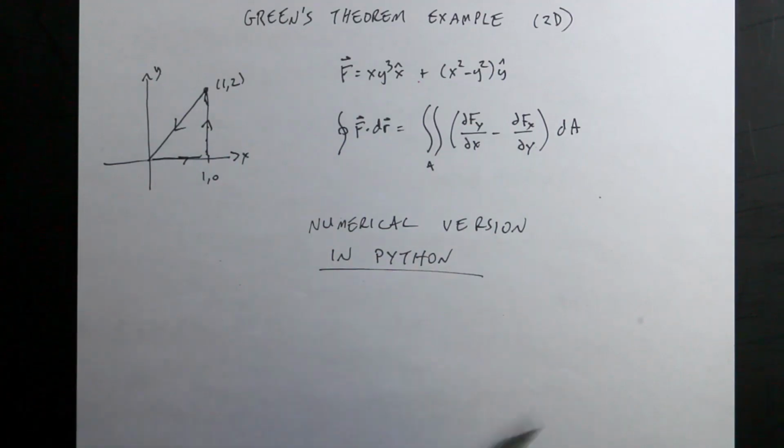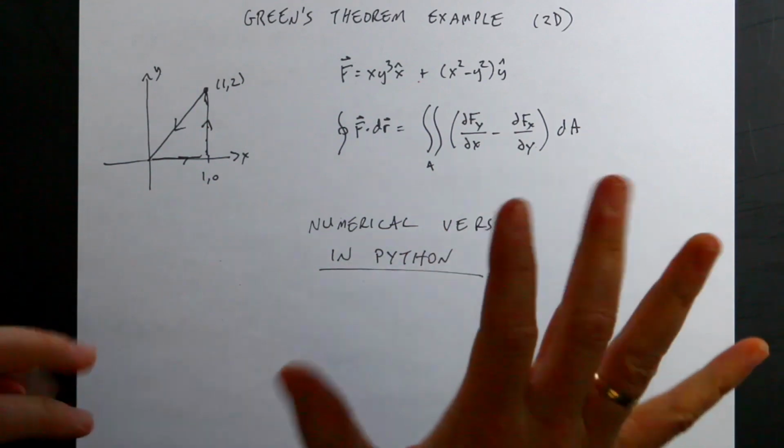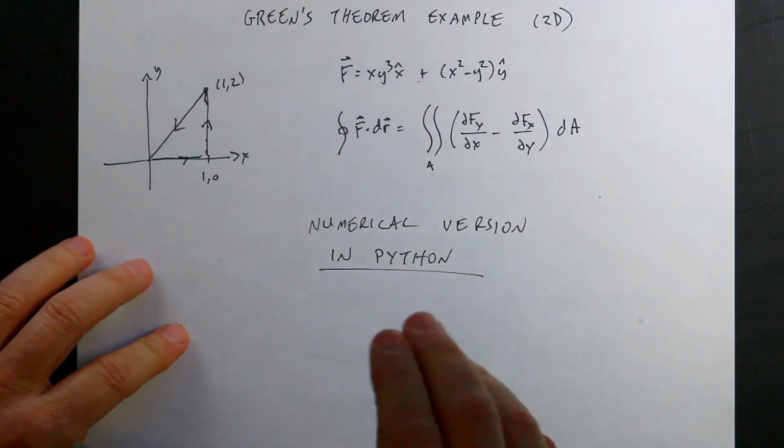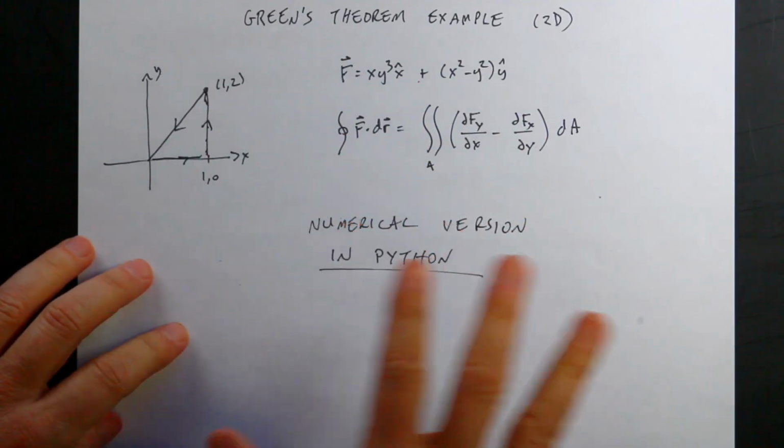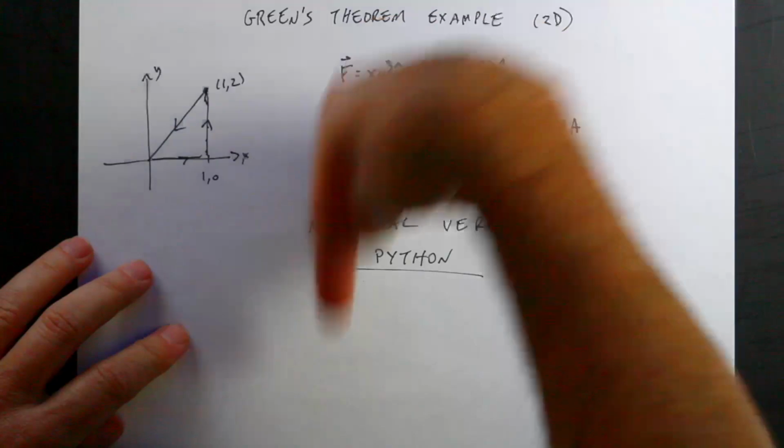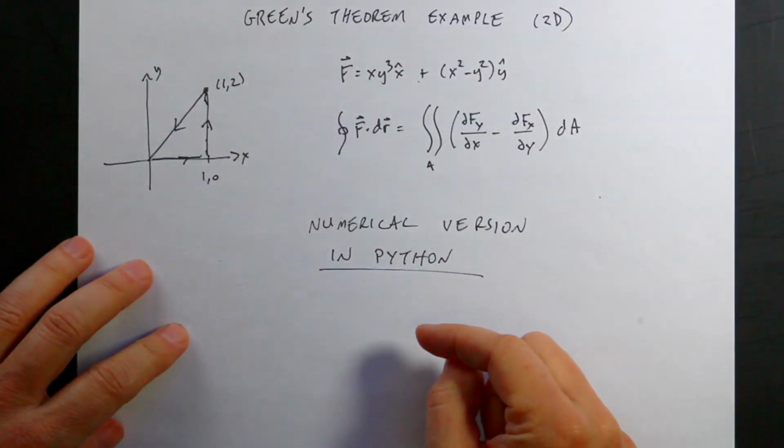I did an example of Green's theorem, and I'm going to do it again, but this time numerically. So let me just give a quick recap. The link to that video going over the full details will be down below. But let me get to it.